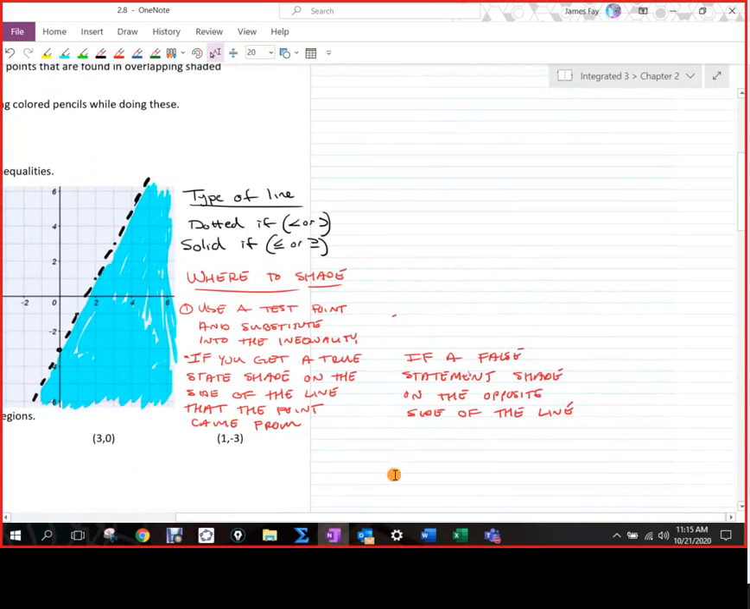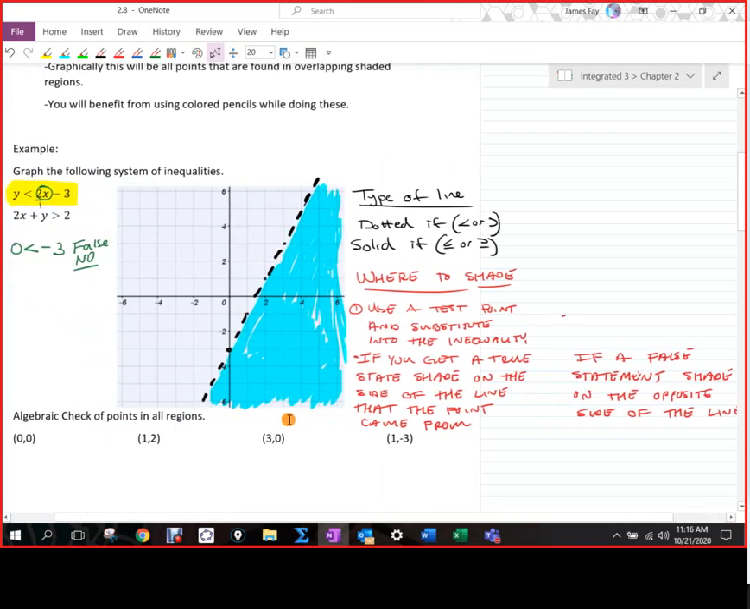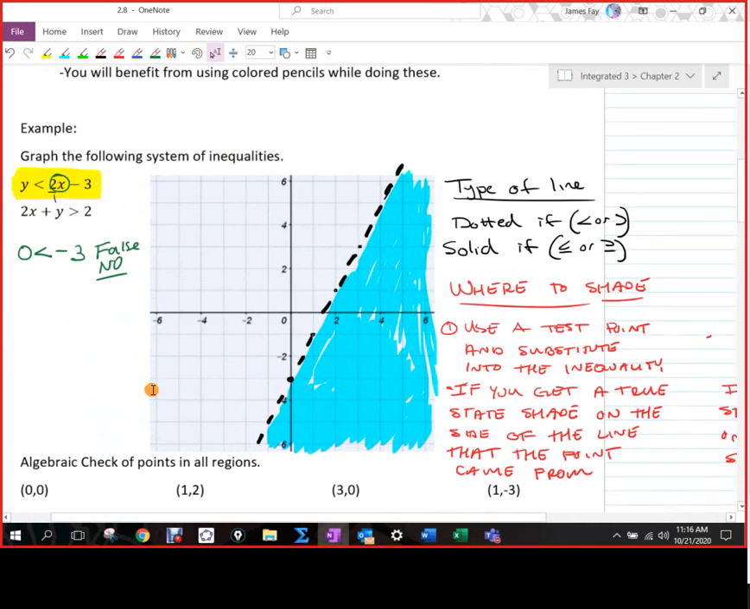That is the most direct way, the most algebraic, most mathematical way of determining where to shade, because that's exactly what our shading tells us. Our shading is essentially a listing of all the points, all the x comma y's, that would satisfy this, that would make this yellow statement true. Okay? So let me give you an example of that.